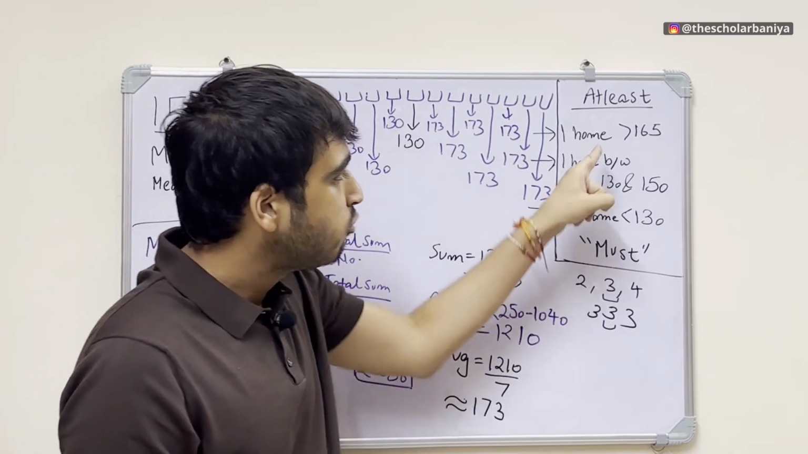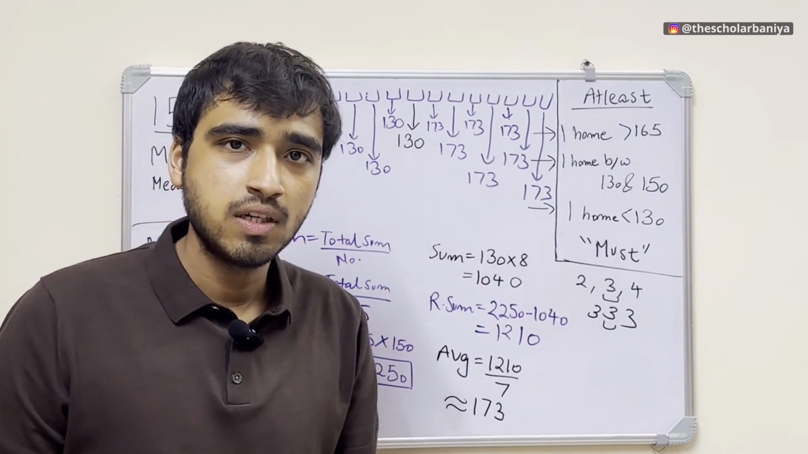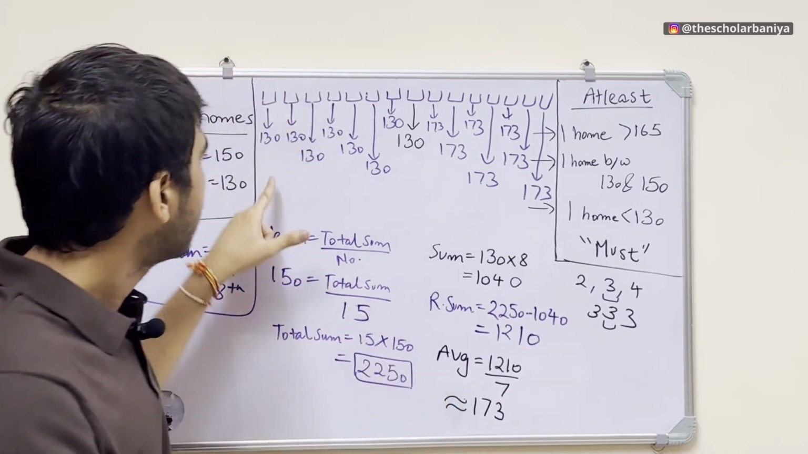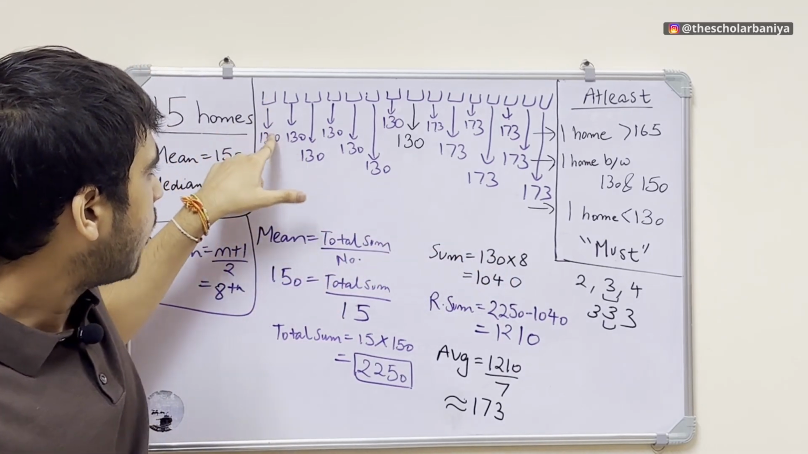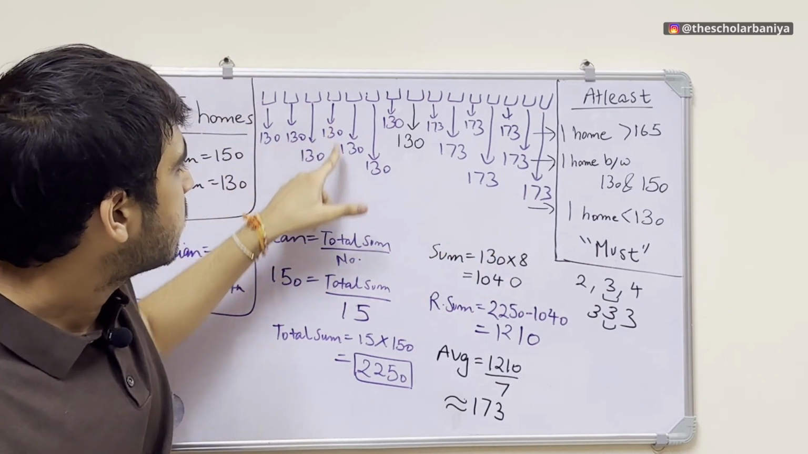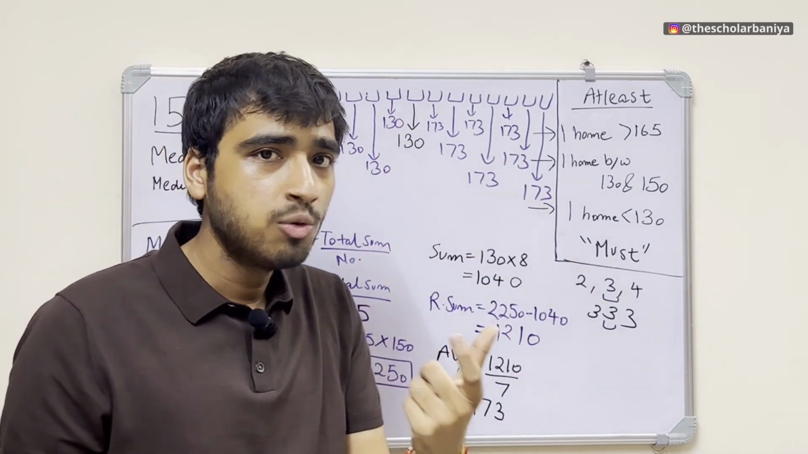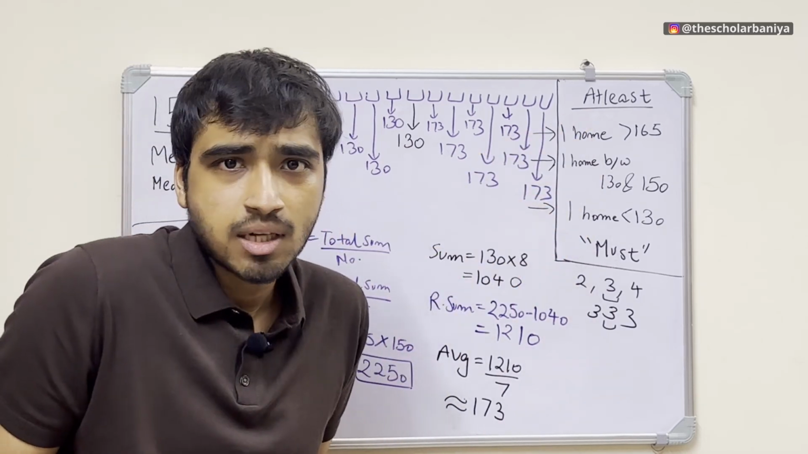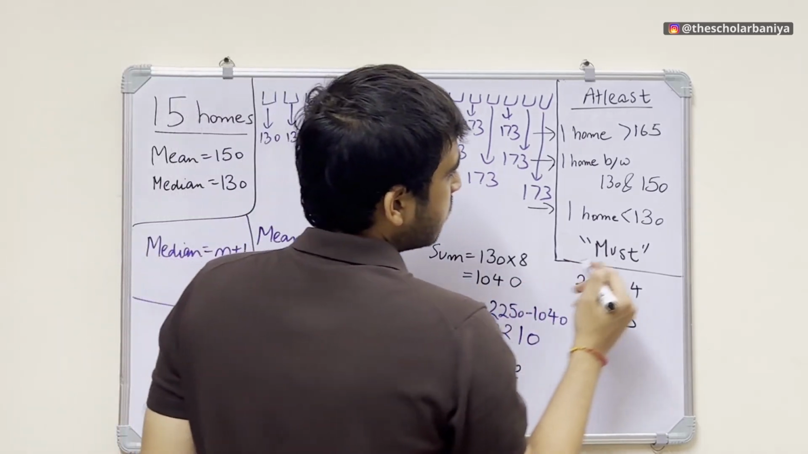So now let's move back to the options. We were given that the price of at least one home should be less than 130. Do you think this is always true? No, right? This is not always true. Why? Because we just calculated that the house of the least value is 130, right? And it goes up till 173. So 130, 130, 130, 130, 130, 130, 173, 173, 173, 173. So the minimum cost of a house is 130, right? So at least one home should be less than 130, maybe in some cases, but not always, right? Because you can see over here. So this option is wrong.